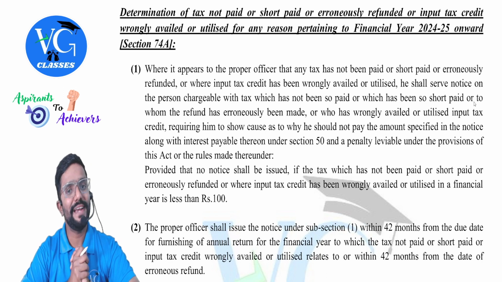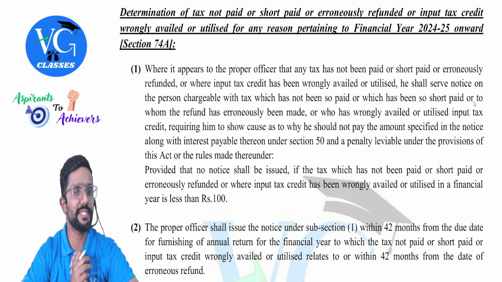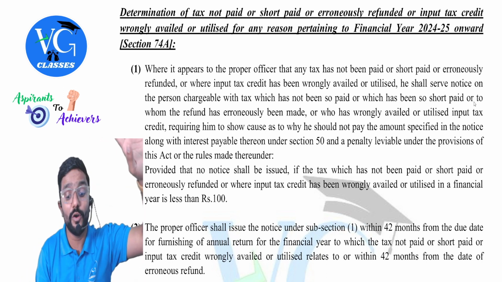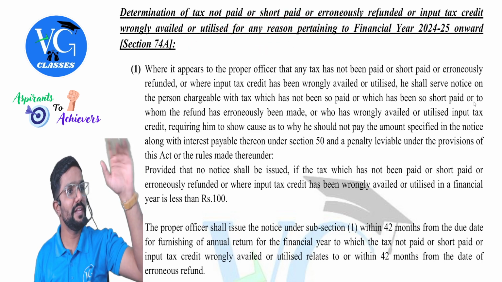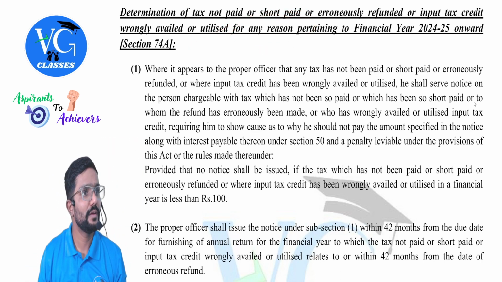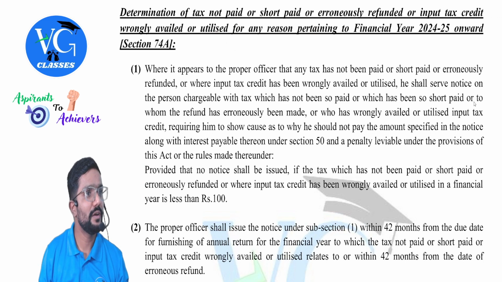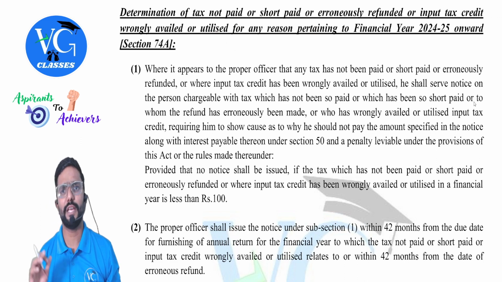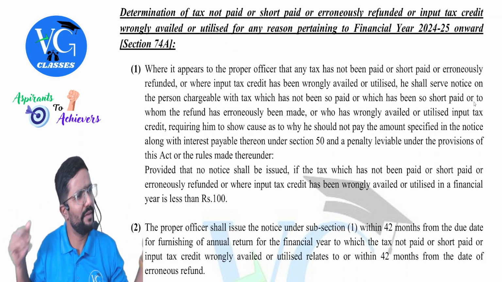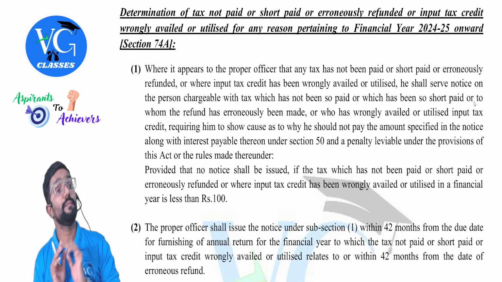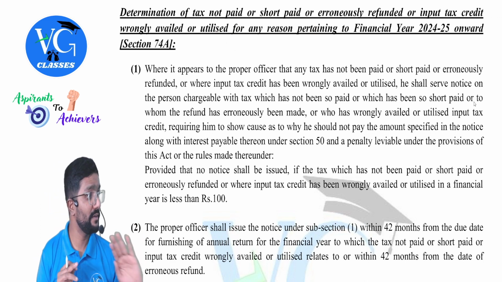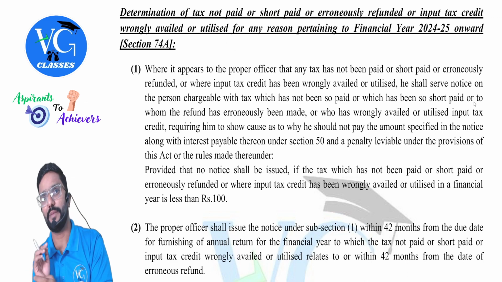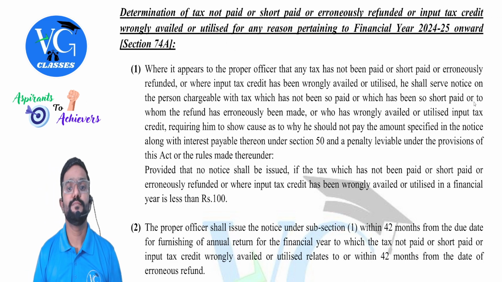Determination of tax not paid, short paid, or erroneously refunded, or input tax credit wrongly availed or utilized for any reason pertaining to the financial year. Hello, any reason. Any reason includes fraud, other than fraud, fraud as well as other than fraud. Here they didn't distinguish. Okay, now both are covered in a single section. Yes, but obviously penalty is different. If it is fraud, different penalty. Other than fraud, different penalty. Pertaining to financial year 24-25 and onwards.